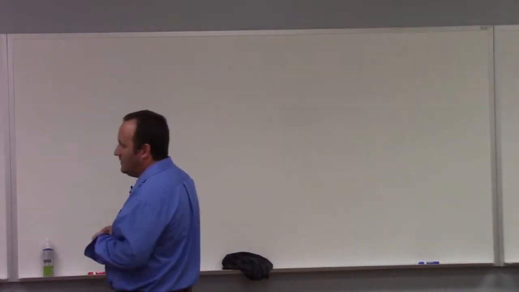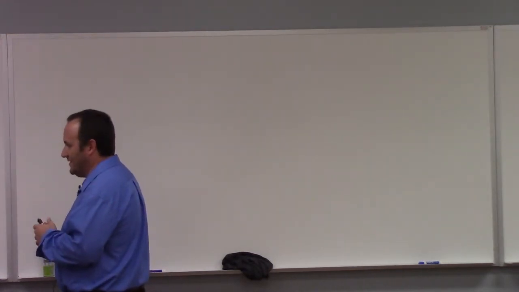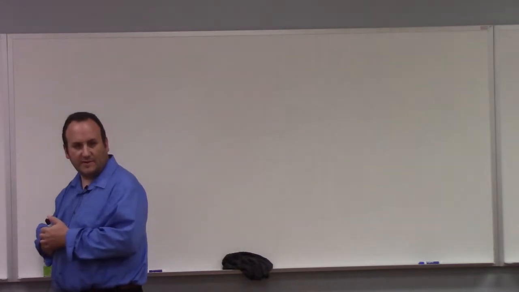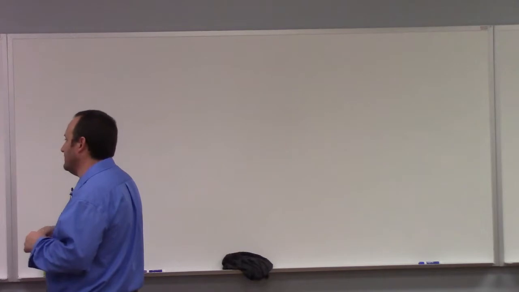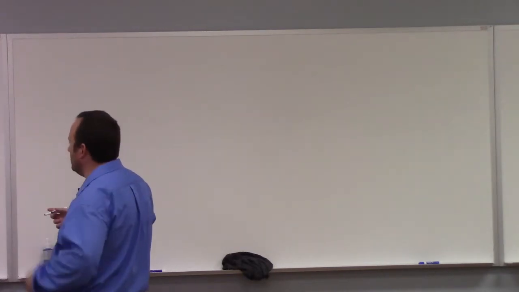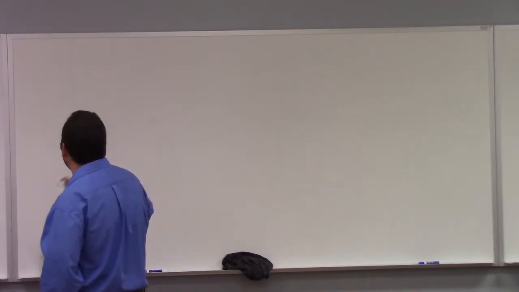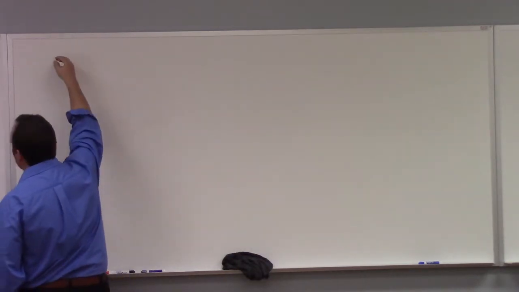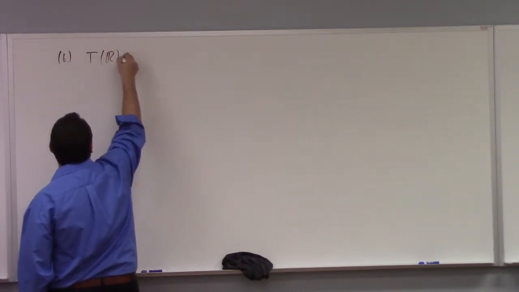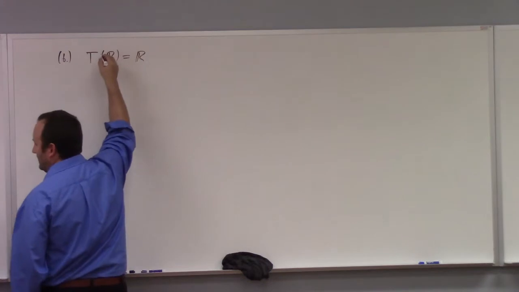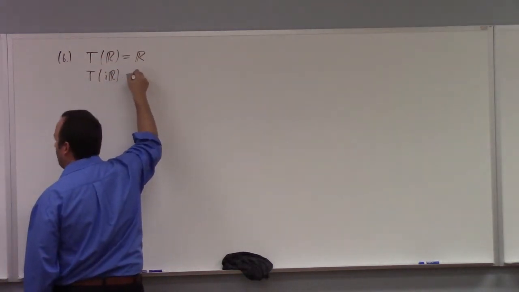Let's see here. We want the reals to map to the reals. But I'm not saying that everything has to be fixed, obviously. Goodness. I don't know how to think about that, honestly. So I want T of the real line to map to the real line, I hope. And I want T of the imaginary axis to map to this circle.